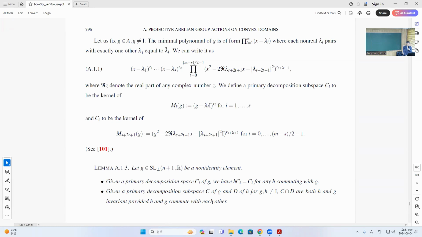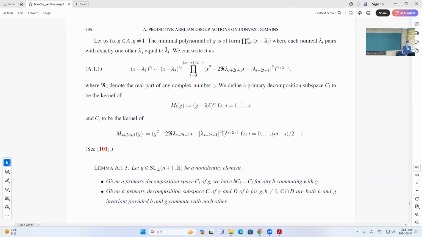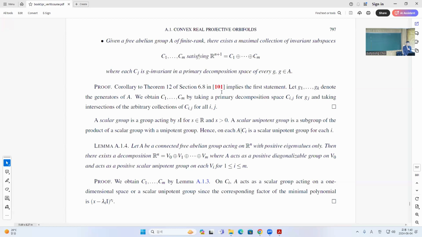These things, and so if you have a free abelian group of finite length, there's a maximal collection like this, whose direct sum is this, and each Cj is G invariant in the primary decomposition space of every G in A. Okay. These are just some facts following from some textbook, so I don't want to go through it. So the scalar group is some group like this, and the scalar unipotent group is some product of the scalar group with the unipotent group.